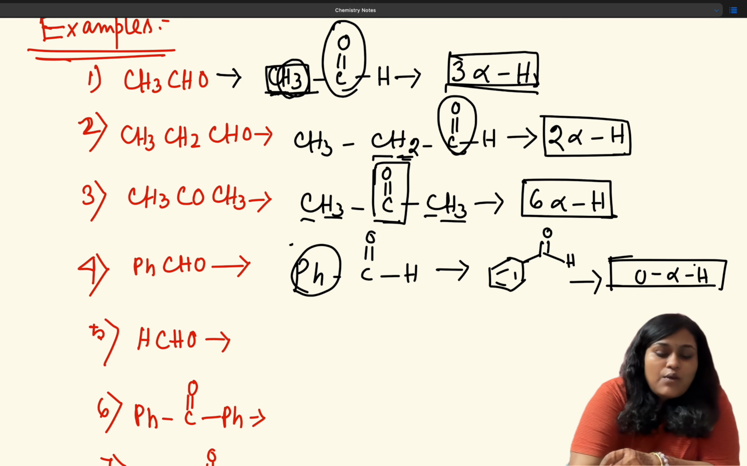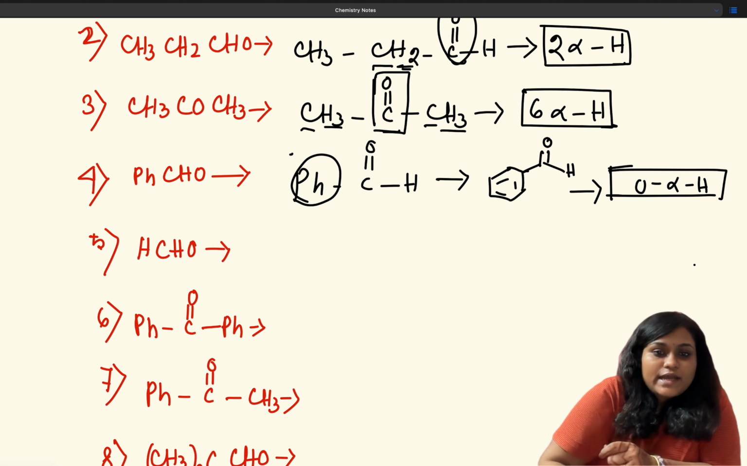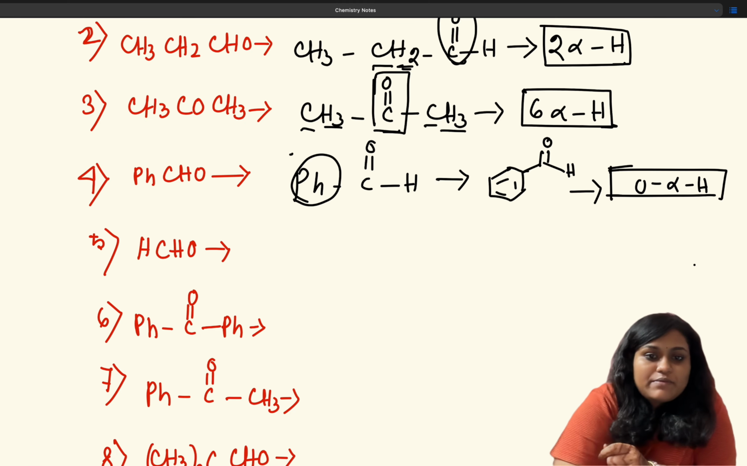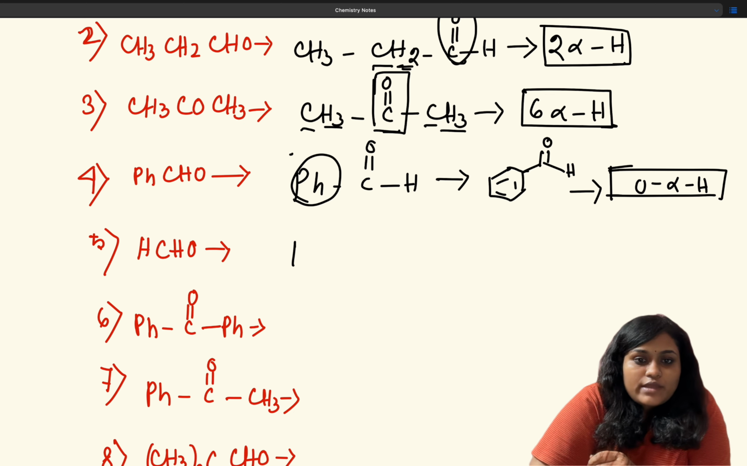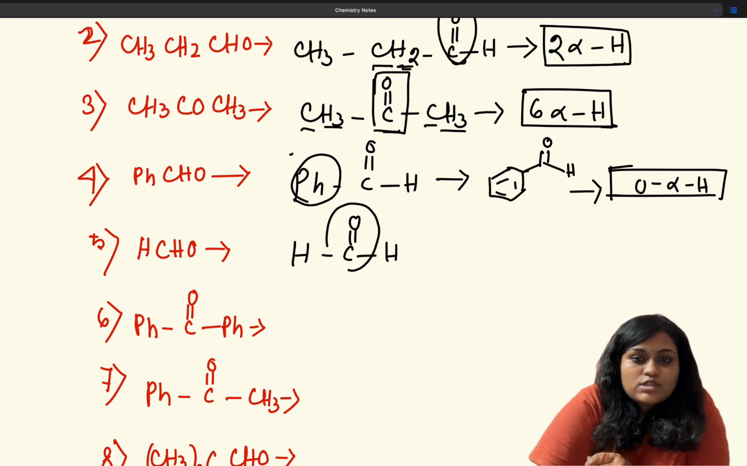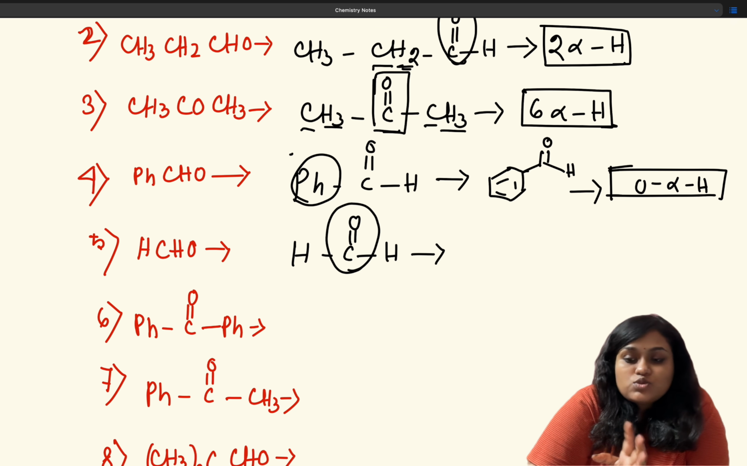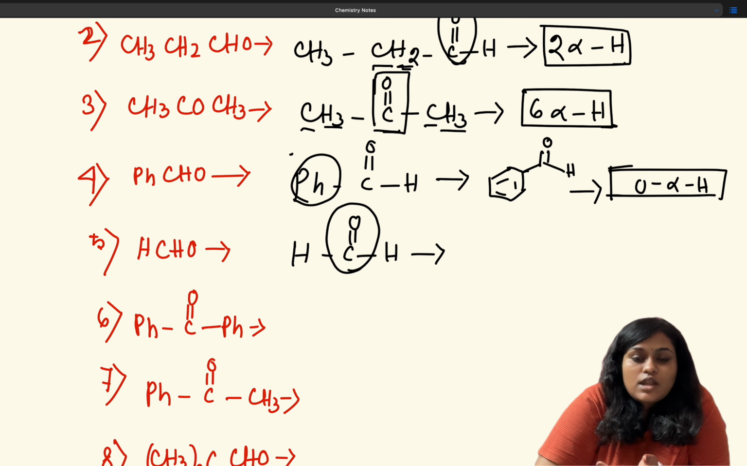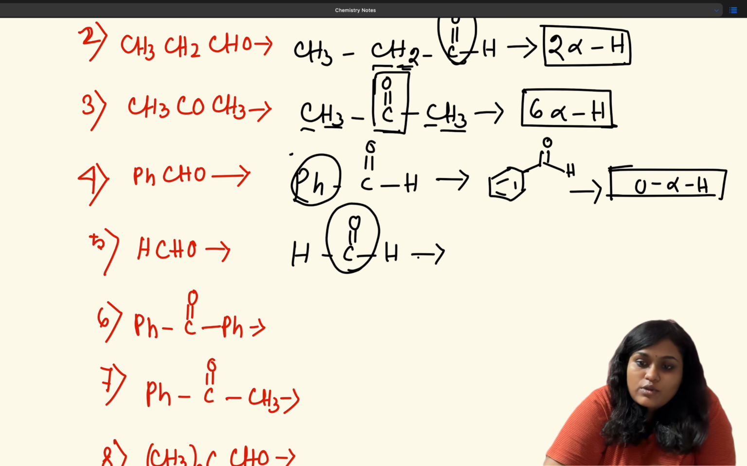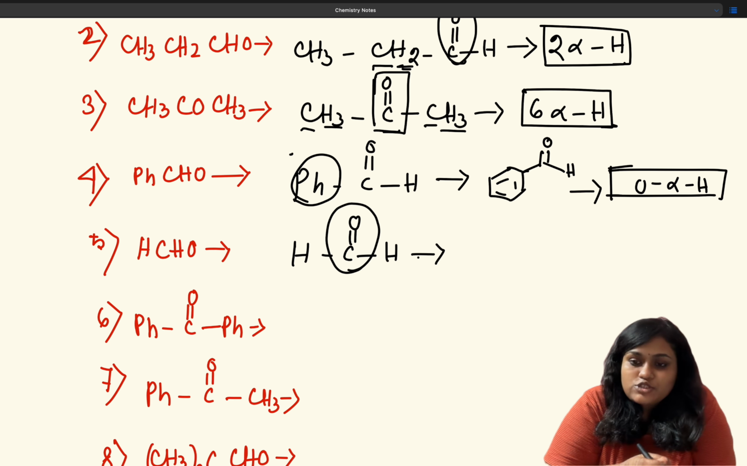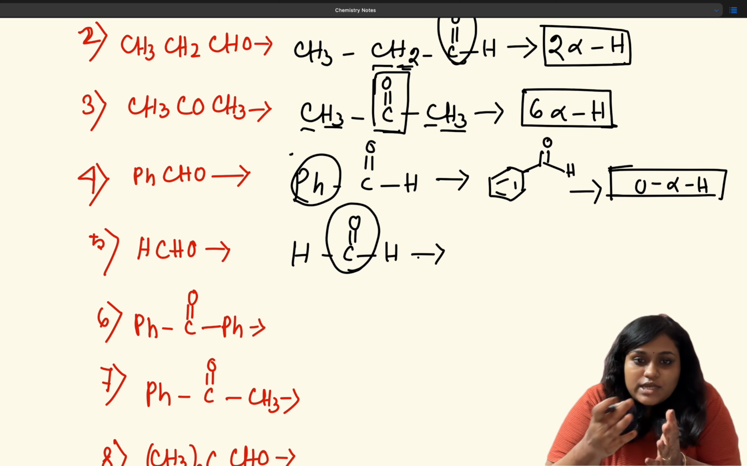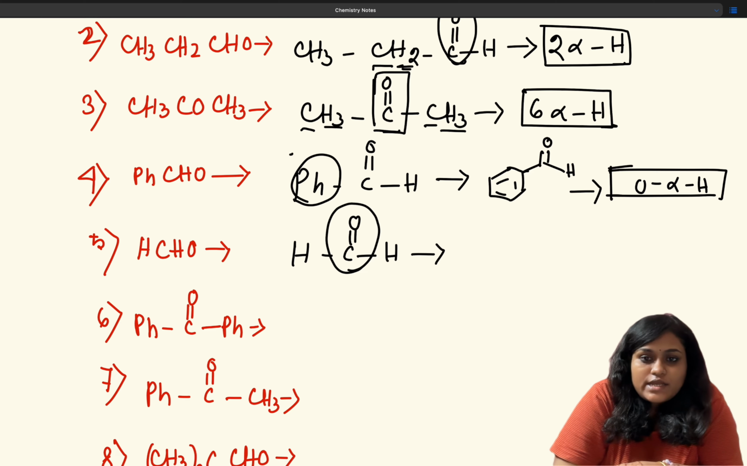Our next example is formaldehyde. First we simplify our structure, HCHO. Here also we have to find the C=O group. Then there is no alpha carbon present. Here we can see hydrogen is present but no alpha carbon. The hydrogen must be directly attached to that carbon for the hydrogen to be known as alpha hydrogen, but no carbon is present besides the C=O group. So it also has 0 alpha hydrogen.